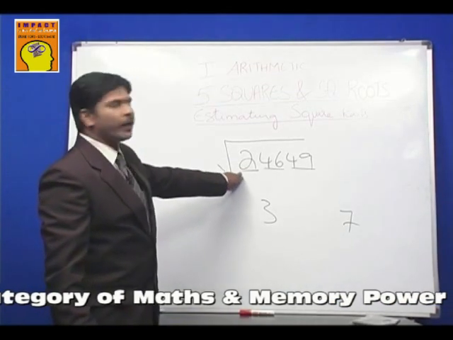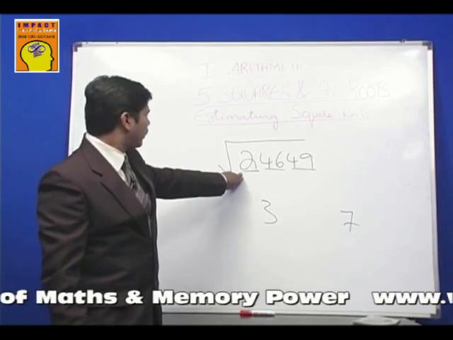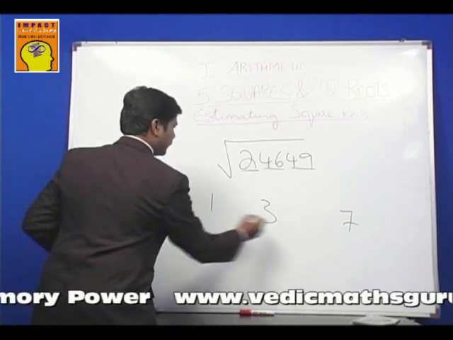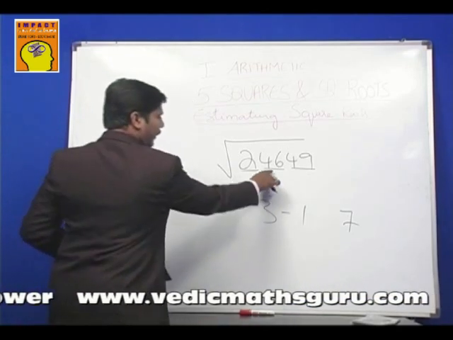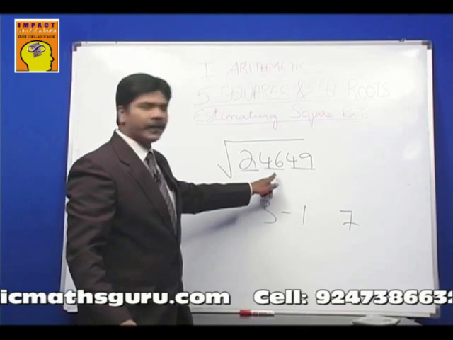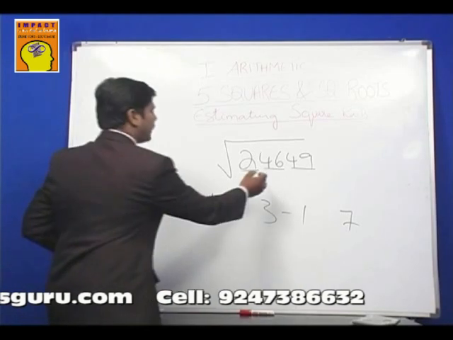Now what is the square root of 2? It is 1. So 1 here and 1 here, and the middle number we don't know. So now we got the units place and the hundreds place, but the tens place we didn't get yet. So we assume it as x.